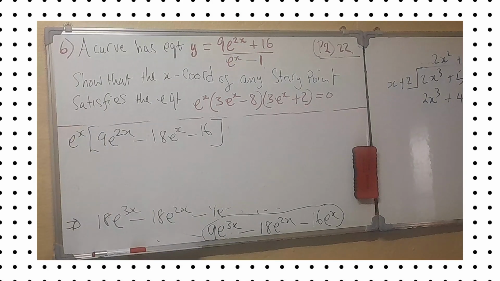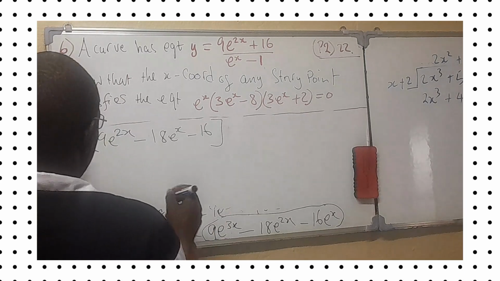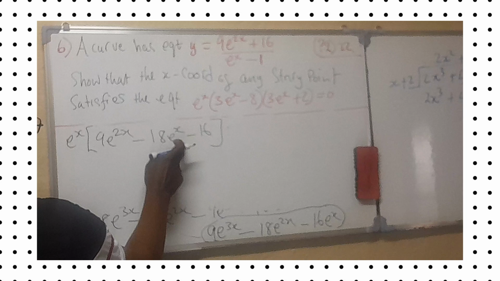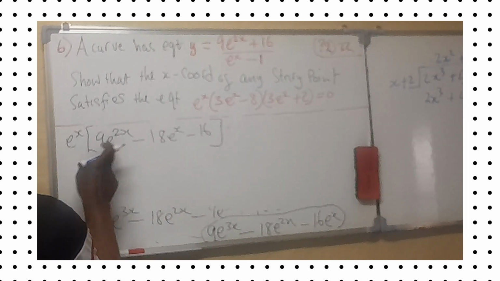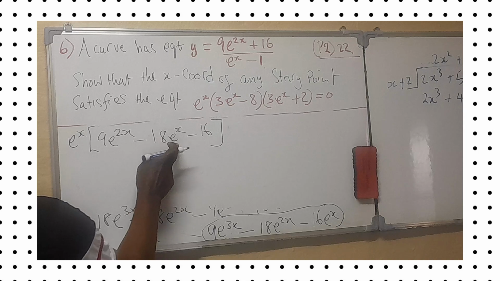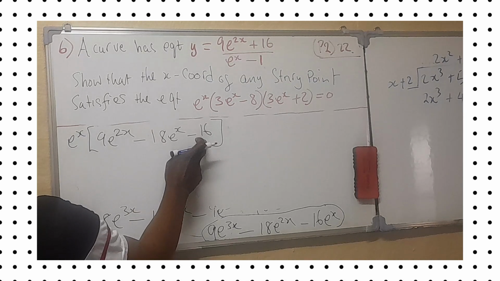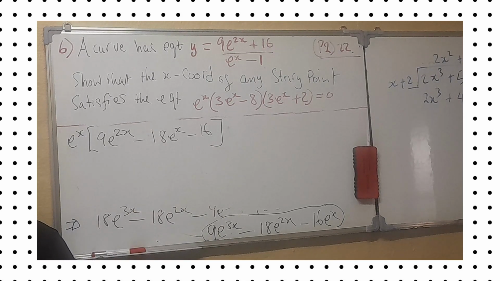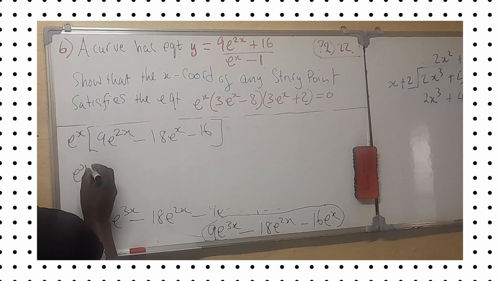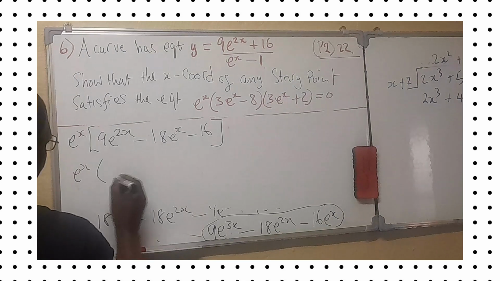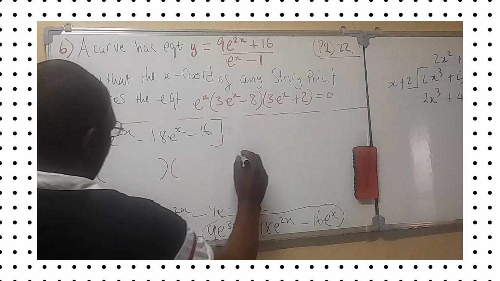Look at it as a quadratic equation. Just imagine that e to the power x was actually t. Then this one will be 9t squared minus 18t minus 16. So that's the way you have to look at it if you are going to factorize it. So we'll have e to the power x outside here, and then two brackets.